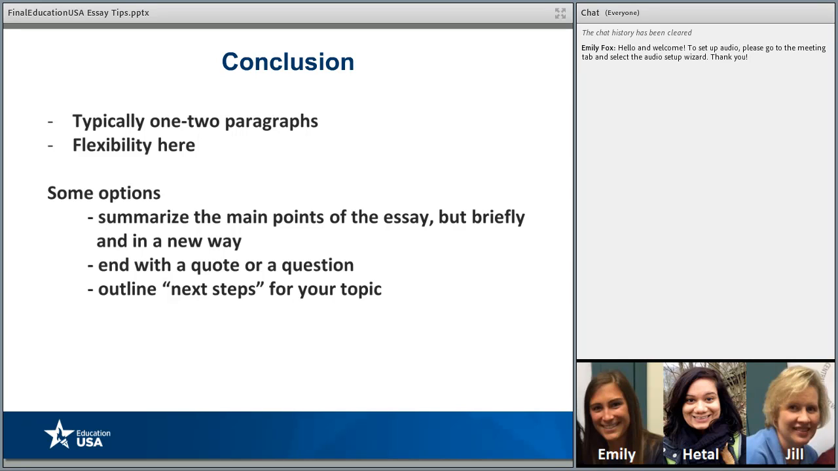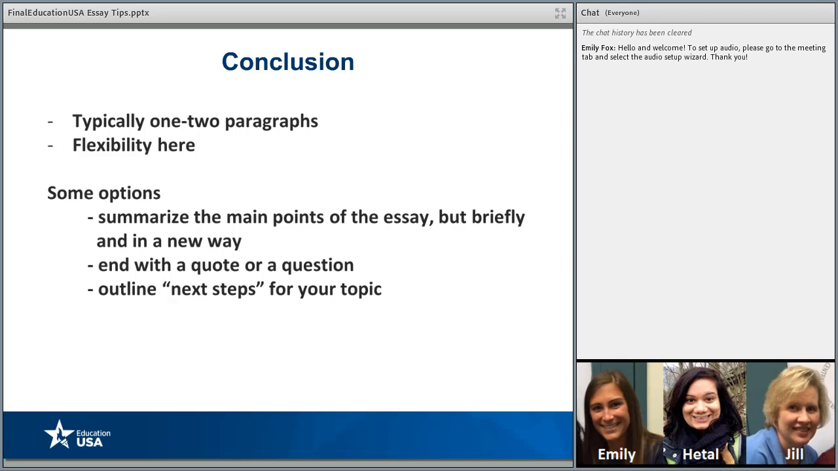So let's say you are writing about a problem, right? Maybe it's a problem that you think needs to be fixed, whether it's at the local level, the national level, the international level, whatever it is, some kind of problem. In your conclusion, you could provide the solution. So typically when we present a problem in our essays, we need to have an idea for a solution, and you could put that in your conclusion.